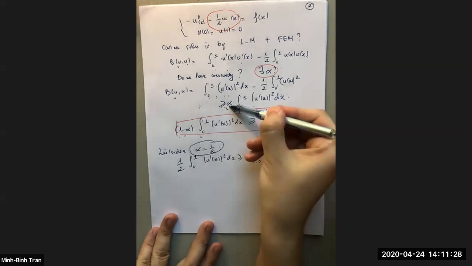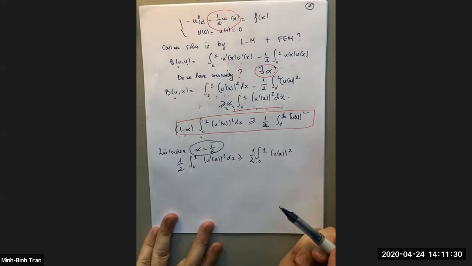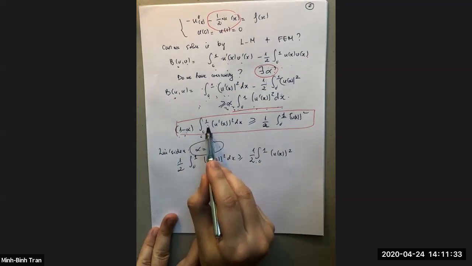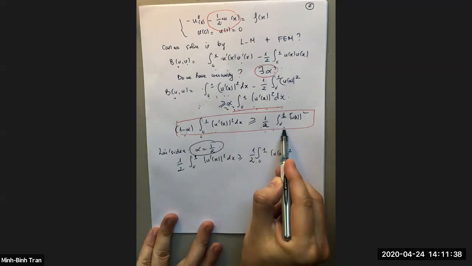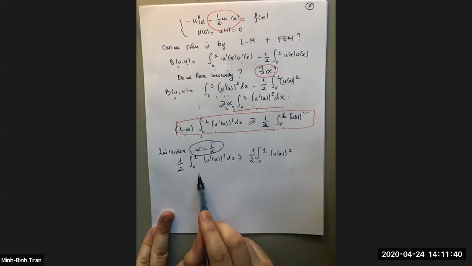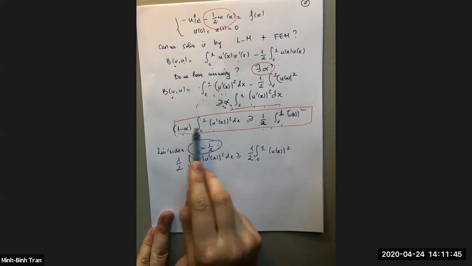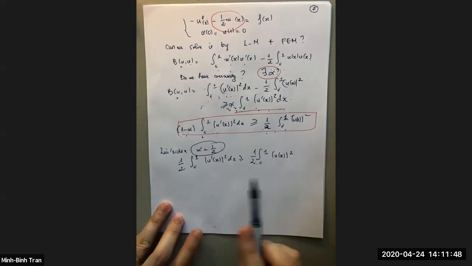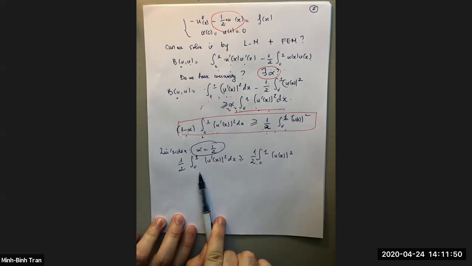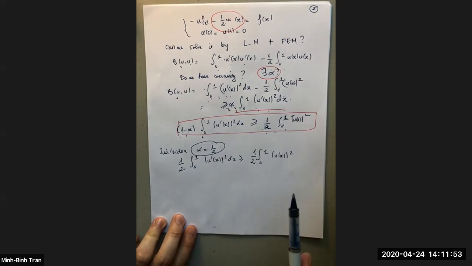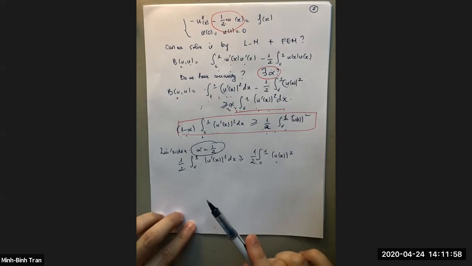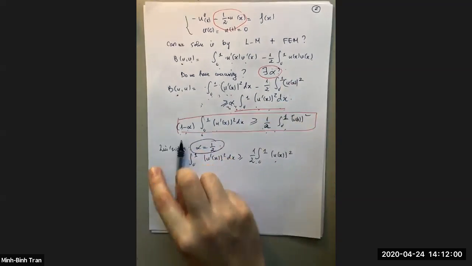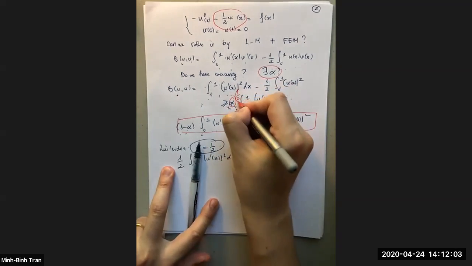I throw this alpha to the left-hand side. I have (1 minus alpha) times the integral from 0 to 1 of u prime x squared dx is going to be bigger than 1/2 the integral from 0 to 1 of u x squared. This suggests that when you choose alpha to be 1/2, you can use the Sobolev inequality, which is true because you can bound an integral of u prime from below by an integral of u. If you put 1/2, then it's fine. So in this case, alpha is 1/2, and we have coercivity.